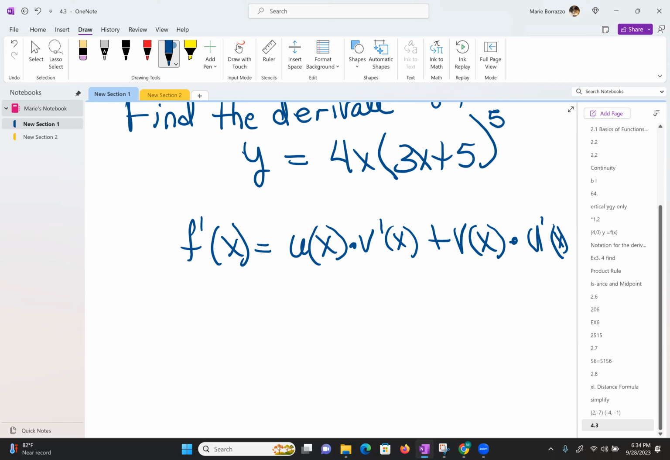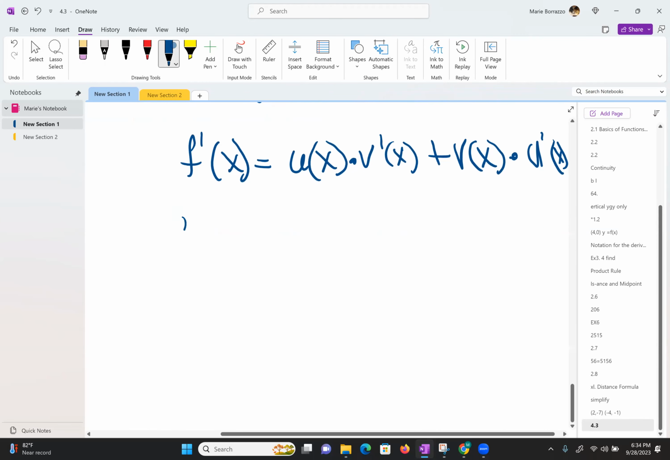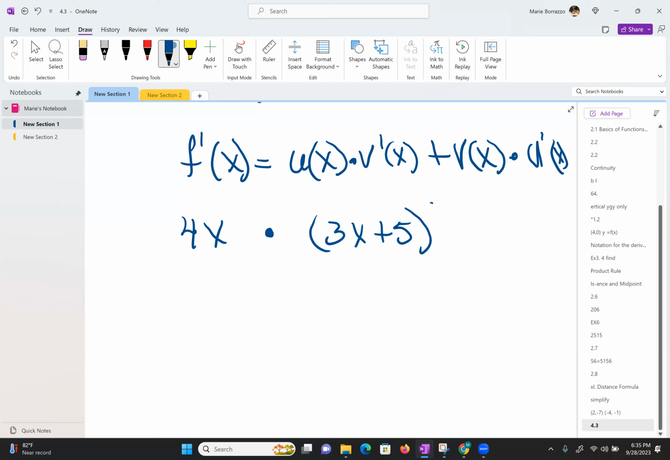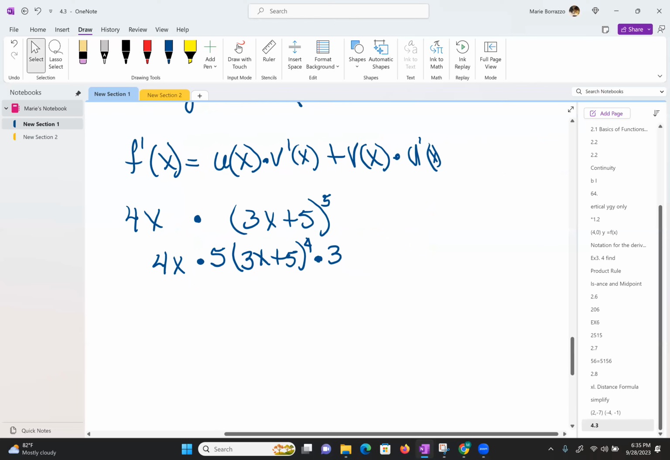So anyway, having said that, we're going to begin with the 4x. And we're going to express this as a product of 4x times 3x plus 5 to the fifth power. So obviously, we're going to need to find the derivative of the powered term, which is our v of x. And so we end up here with our u of x, which in this case is 4x. This will be times the derivative, which will be 5 parentheses 3x plus 5 to the fourth power times the derivative of the function itself, which is 3. That's the first part of the product rule.